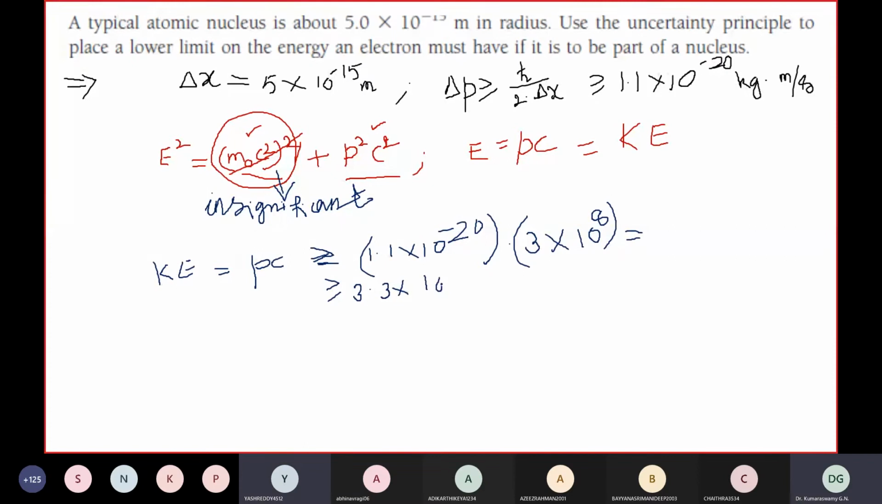Joules. Convert this to electron volt quickly and tell me the answer. Divided by 1.6 into 10 power minus 19. Very good. What is the answer?